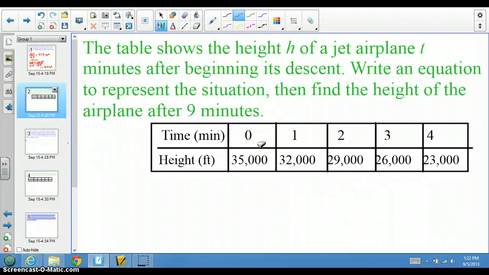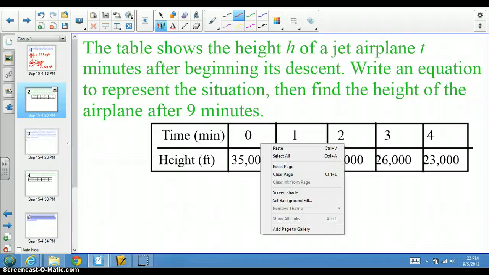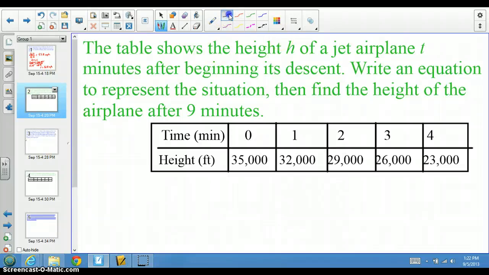The next problem deals with writing equations and then plugging numbers in. We're going to take the information from this table and be able to write an equation. Okay, so first we have to look, what is our starting time? This table shows the height of a jet airplane T minutes after beginning its descent. So we want to know how long it will take for this plane to come down and land. Write an equation. Remember, equations have equal signs. Expressions do not. Write an equation to represent this situation.